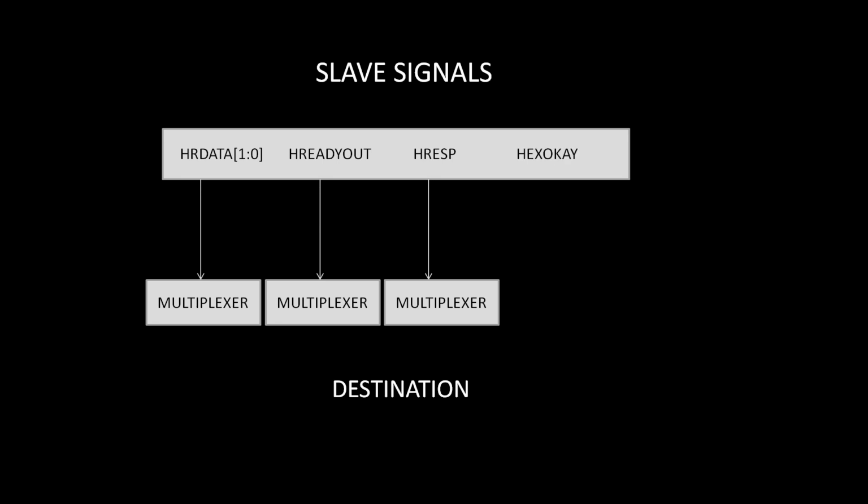HEXOKAY. Destination multiplexer. Exclusive OK. Indicates the success or failure of an exclusive transfer. This signal is supported if the AHB5 exclusive transfers property is true.